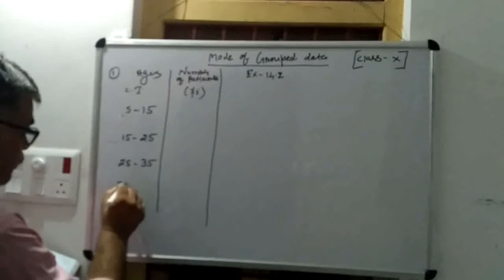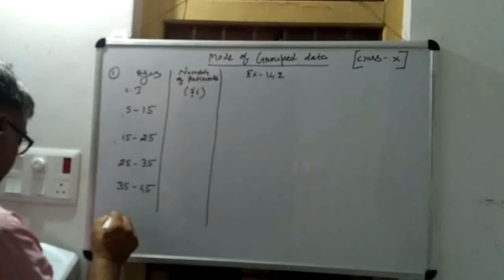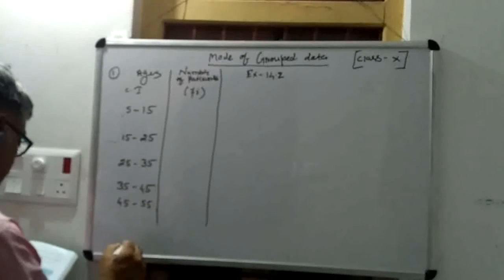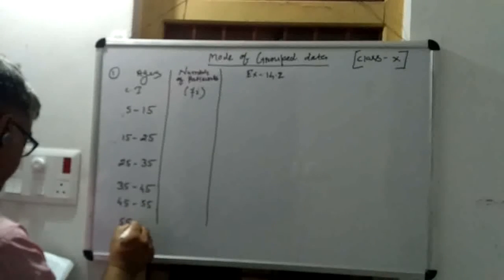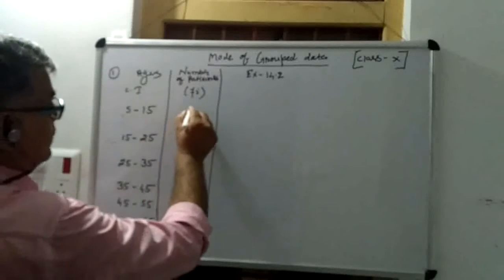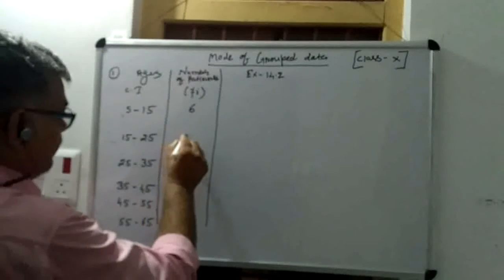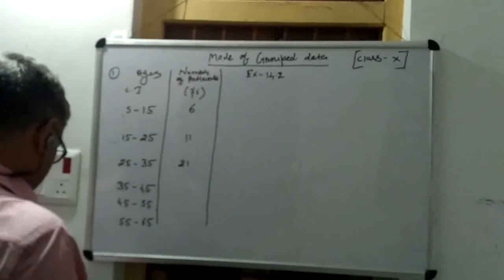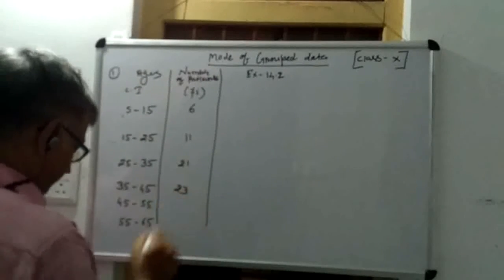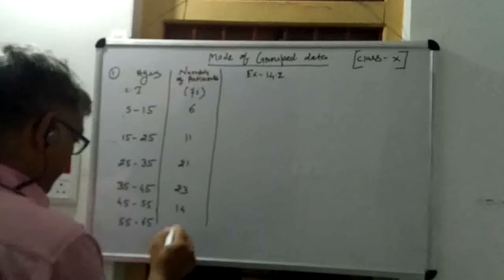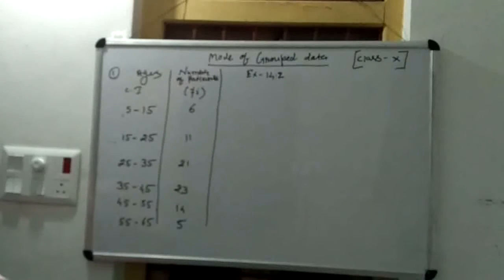Thereafter 35 to 45, 45 to 55, and one more, that is 55 to 65. And their corresponding frequencies are 6, 11, 21, 23, 14, and 5. So students, I am going to calculate mode first.